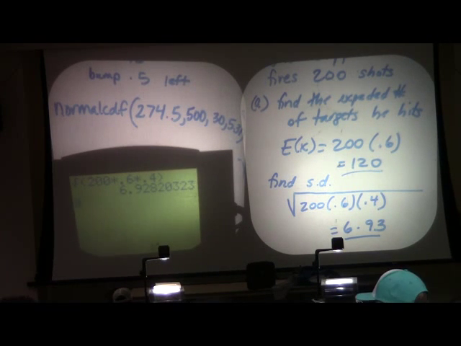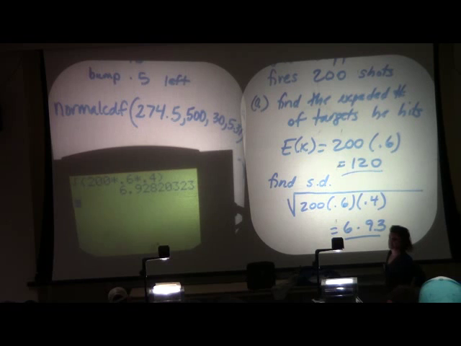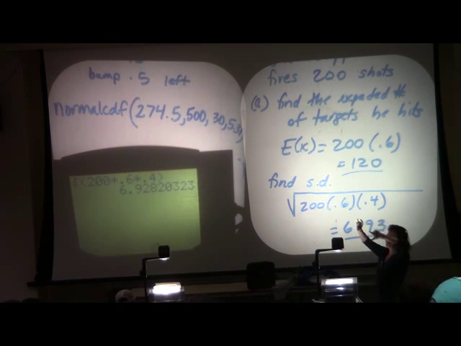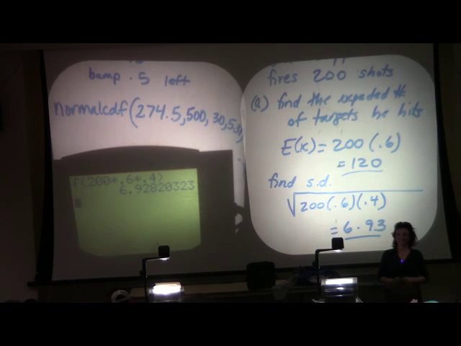Okay? Any questions this far? Yes? And it's only binomial distribution where the expected value is n times p, right? Yes. Otherwise, you have to have that probability distribution table. Any other questions?